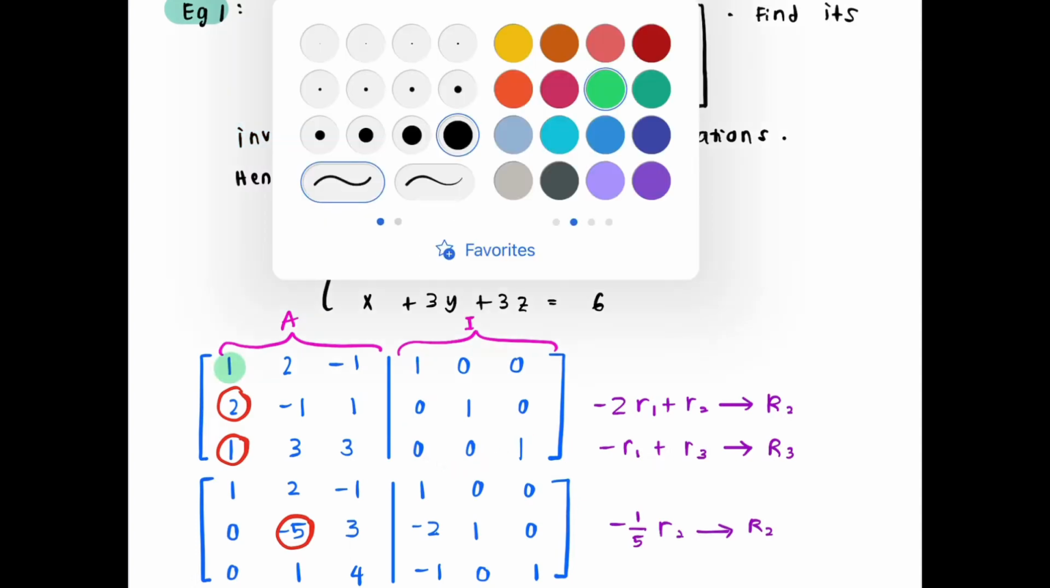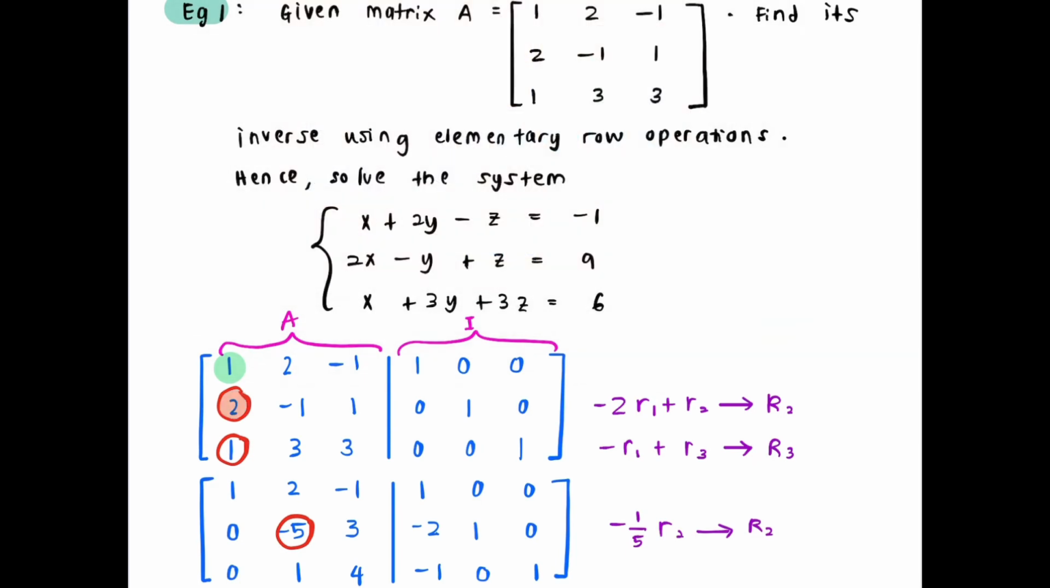This is already 1, so no problem with that. Then we want to use that 1 to make this 0 and this 0 here. So let's write what should multiply to 1. When you plus 2, you get 0. So the answer here is negative 2. That's why we'll find this ERO here.